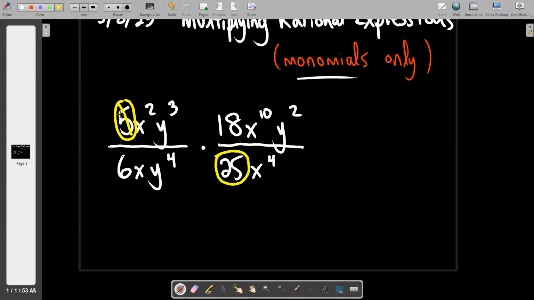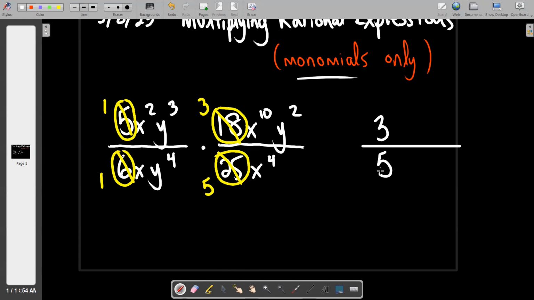1 and 5. So the 5 becomes an unnecessary 1. We won't probably write that 1 unless we need it to hold the top together. And then the 25 becomes a 5. What else do you notice before we get started? The 6 and the 18 can be reduced. Dividing them both by 6 produces a 1 and a 3. At this point, if there's one thing I can say definitively, it's that my answer will have a 3 and it will have a 5. Any questions about that?